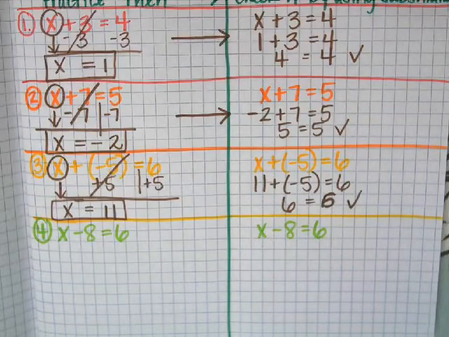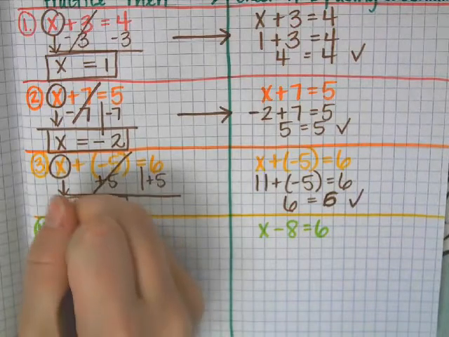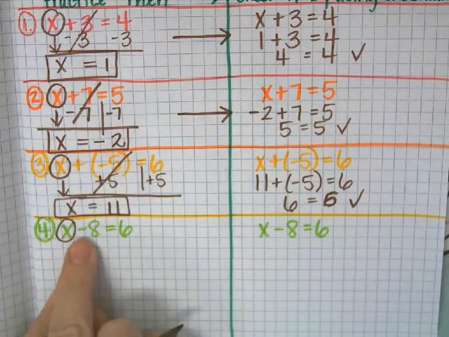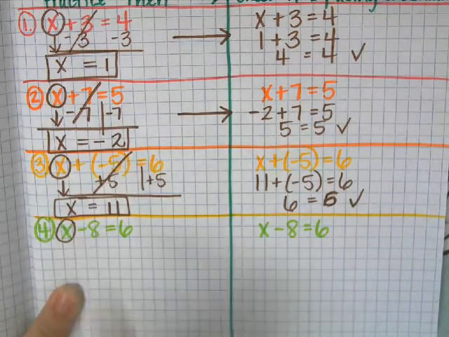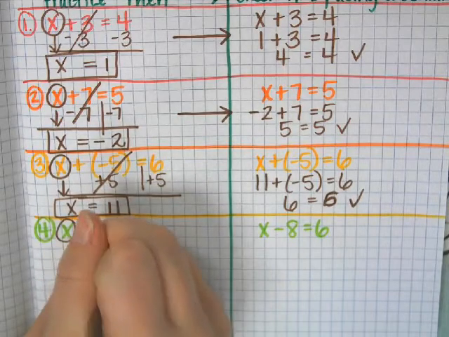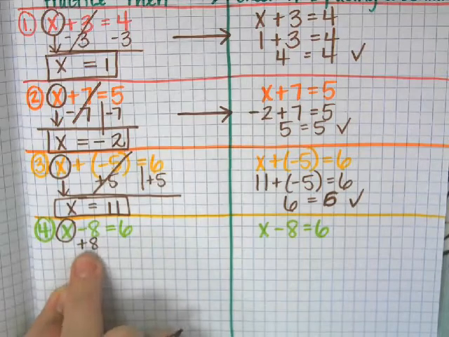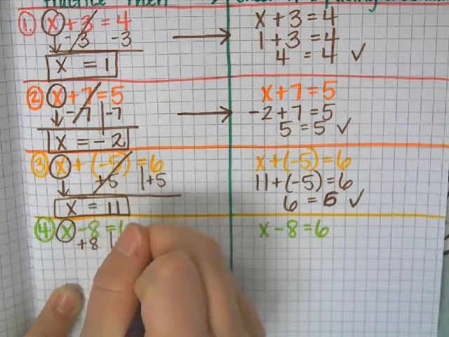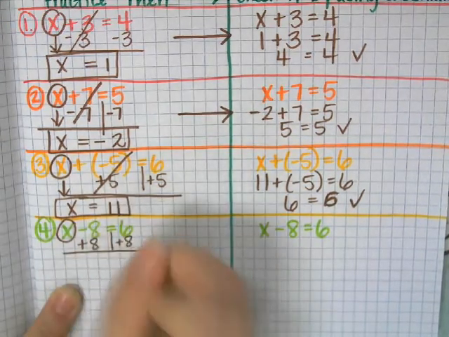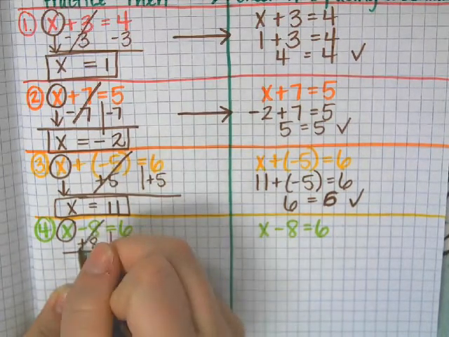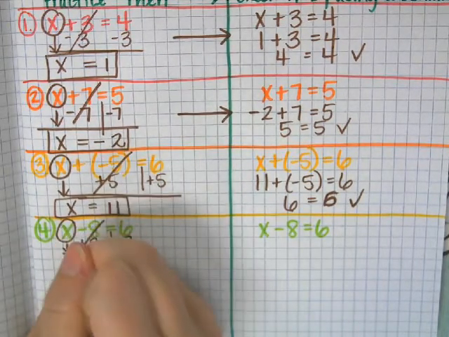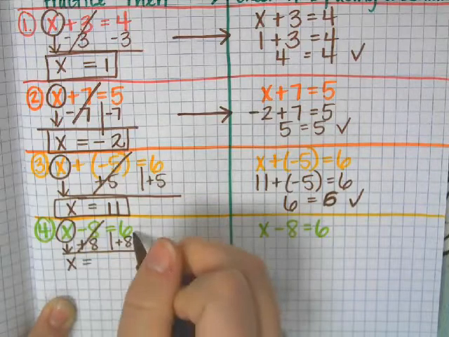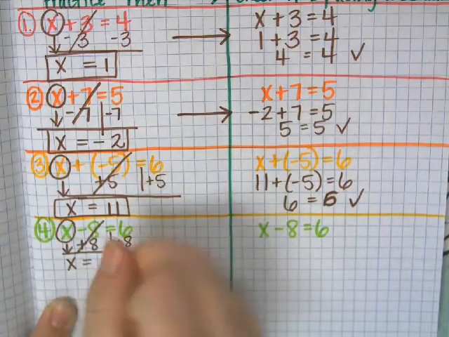Now we have x minus 8 equals 6. Again, we want to isolate my variable x. It shows me my operation is minus 8. The inverse would be to add 8. If I do it to the left, I have to also do it to the right side of that equal sign. Minus 8 and plus 8 are going to cancel out. I can bring down my x, and x equals 6 plus 8, which is 14.